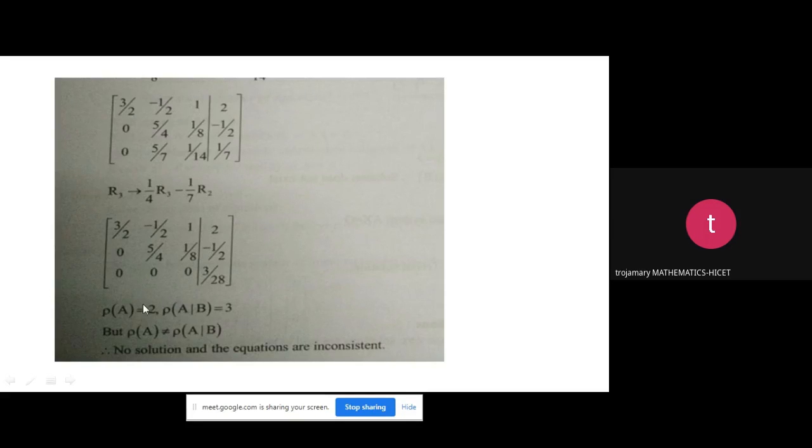Then the rank of the matrix is determined by the 4th element not being equal to 0. So the augmented matrix has rank 3, but matrix A has rank 2. Is it clear? Augmented matrix means it's 3 rows, 4 columns. Right. So, the fourth element is not equal to 0. So the augmented matrix has rank 3, but matrix A has rank 2, since this row is 0. Right. So rank A is not equal to rank A by B. So no solution, and the equations are inconsistent. No solution and the equations are inconsistent. Is it clear? Next.